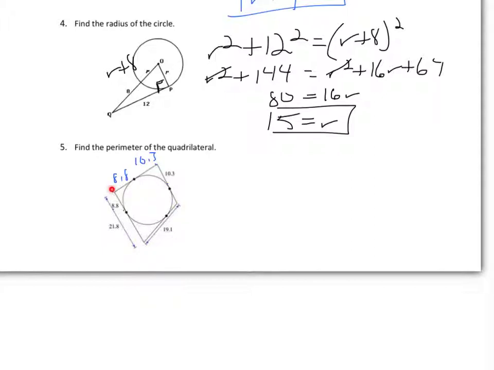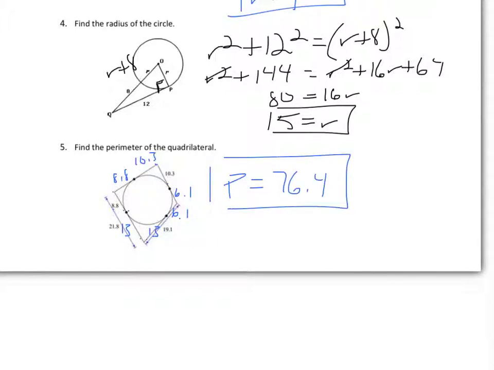This side was a little bit trickier. We know the whole thing is 21.8, and this little part is 8.8, so you could subtract 21.8 minus 8.8 to get this side, and you're going to be left with 13. So since this one's 13, that tells us this one also is 13. And to do the subtraction again, we've got 19.1 minus 13 gives us 6.1 for this side, which tells us this is also 6.1. Now, you can add all those up, and you're going to get the perimeter to be 76.4. All right, that's it.